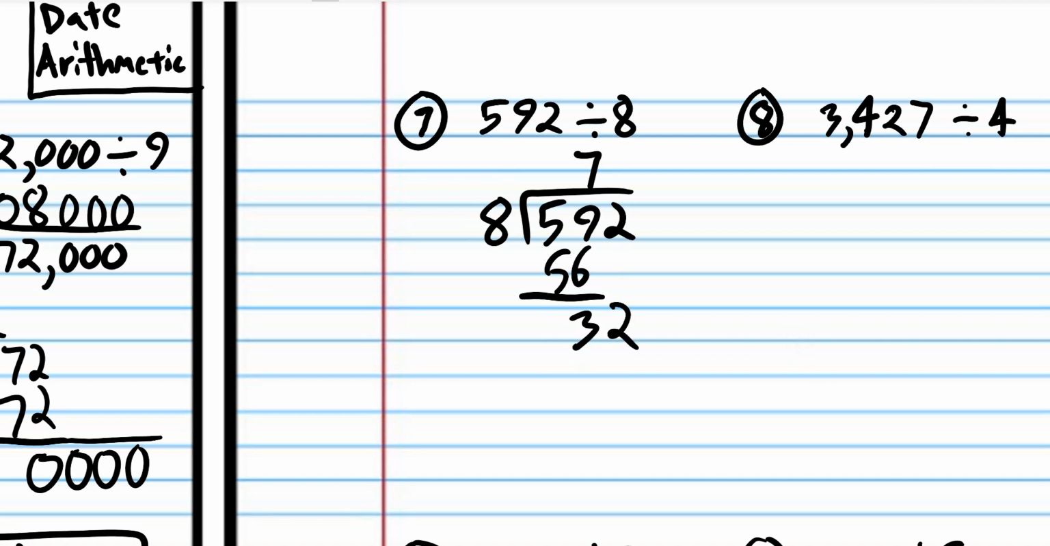How many times does 8 go into 32? It goes in 4 times. 8 times 4 is 32. 32 minus 32 is 0. All right? So the final answer is 74.